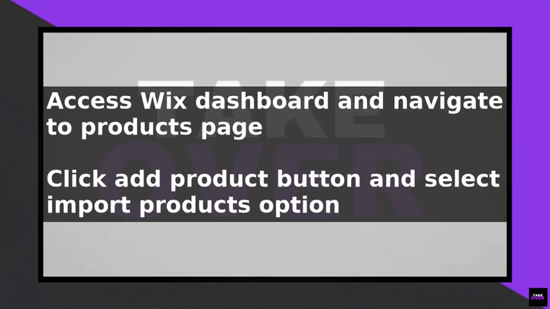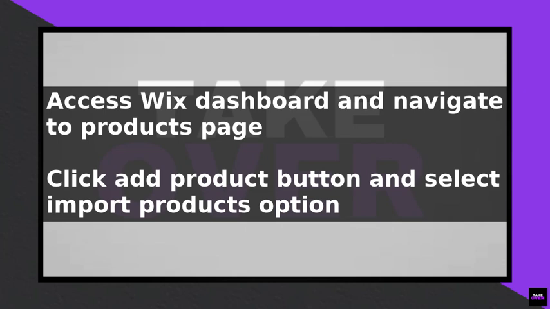Importing products from other stores on Wix is a convenient way to expand your product offerings and grow your online business. To do this, you will need to use the Wix import feature, which allows you to import products from other online stores, including eBay, Amazon, and Etsy.